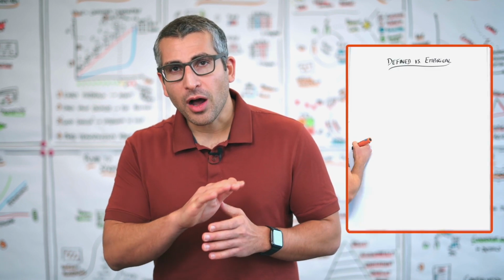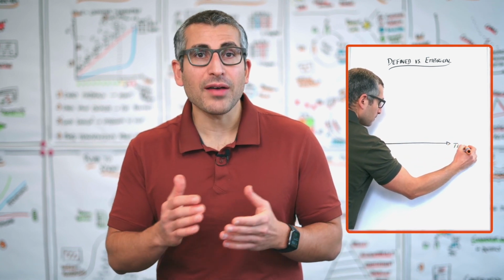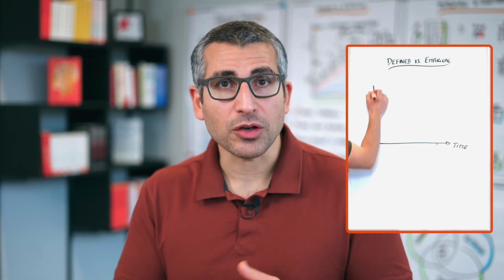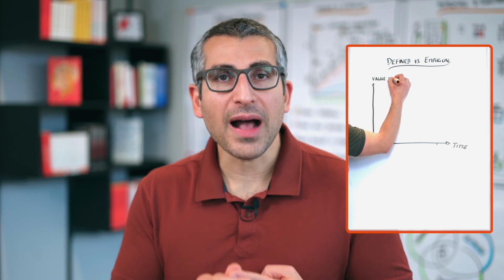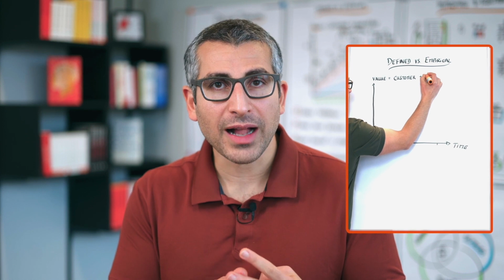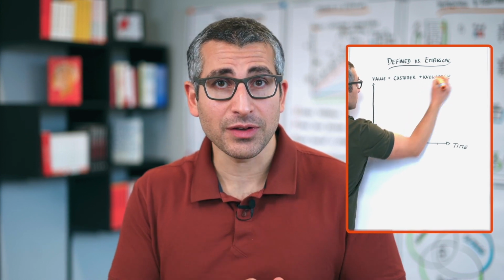This time, on the horizontal axis, we will have our time. And let's say we have a deadline that we want to meet. On our vertical axis, we have value. And value for us is two things. Number one, value delivered to our customers. And number two, knowledge value created for us as an organization, as a team, as individuals.